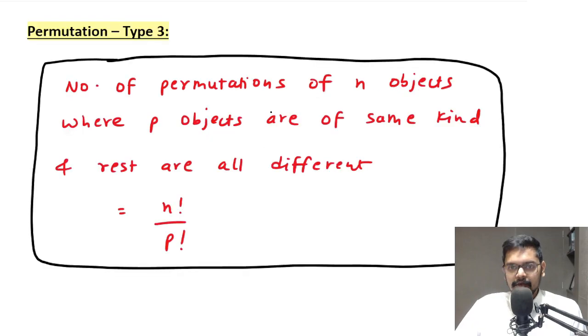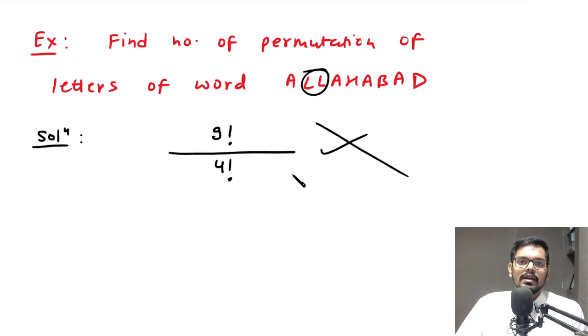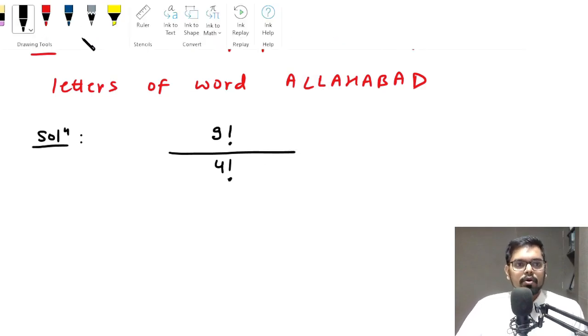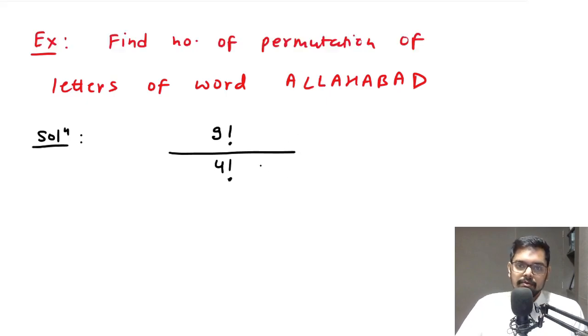In the previous type, p objects were only of same kind, which means only one letter was getting repeated, rest were different. But here 2 letters are getting repeated. So what to do? A is getting repeated, we did 4 factorial, but L is also getting repeated. So in that case you have to use the same concept. L is repeating how many times? 2 times, so 2 factorial in the division. That is your final answer if you solve it out. So 7560 you will get. Understood? So let me write it here. We did this for L repetition, we did this for A repetition.